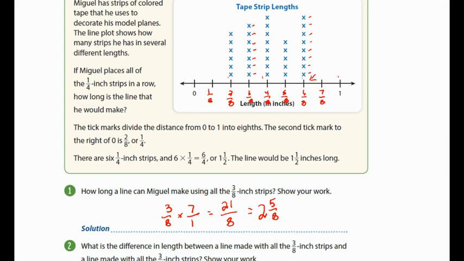But I'm going to leave it as 48 over 8 because remember, it's asking what is the difference between the 3/4 and the 3/8. Difference means subtract. So I'm going to take 48 over 8, and subtract 21 over 8, and I am going to come up with an answer of 27 over 8, or 3 and 3/8. Right, so that would be the difference between the two lengths.